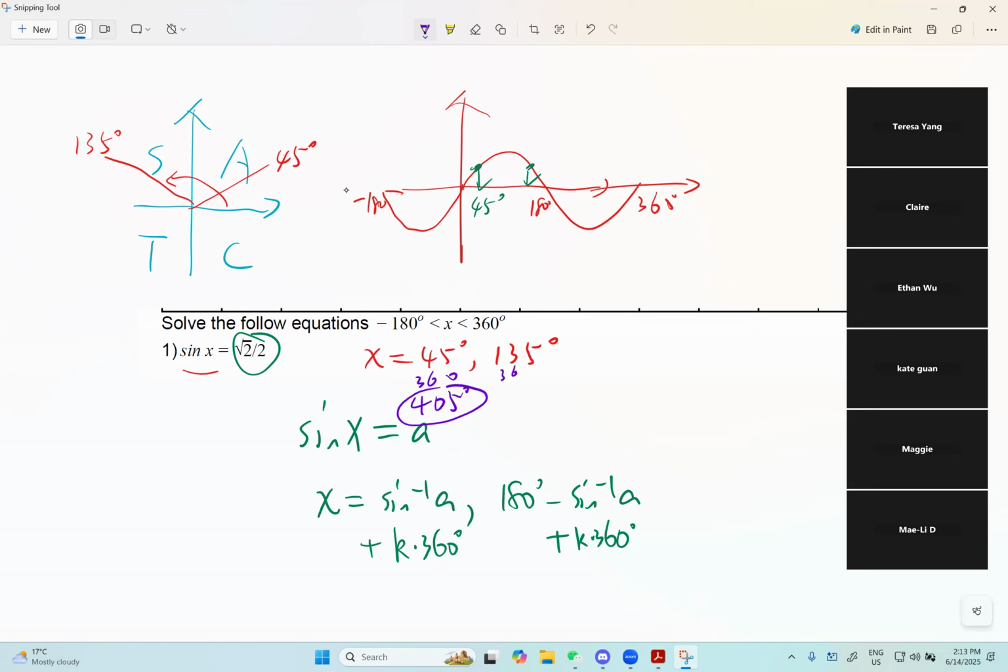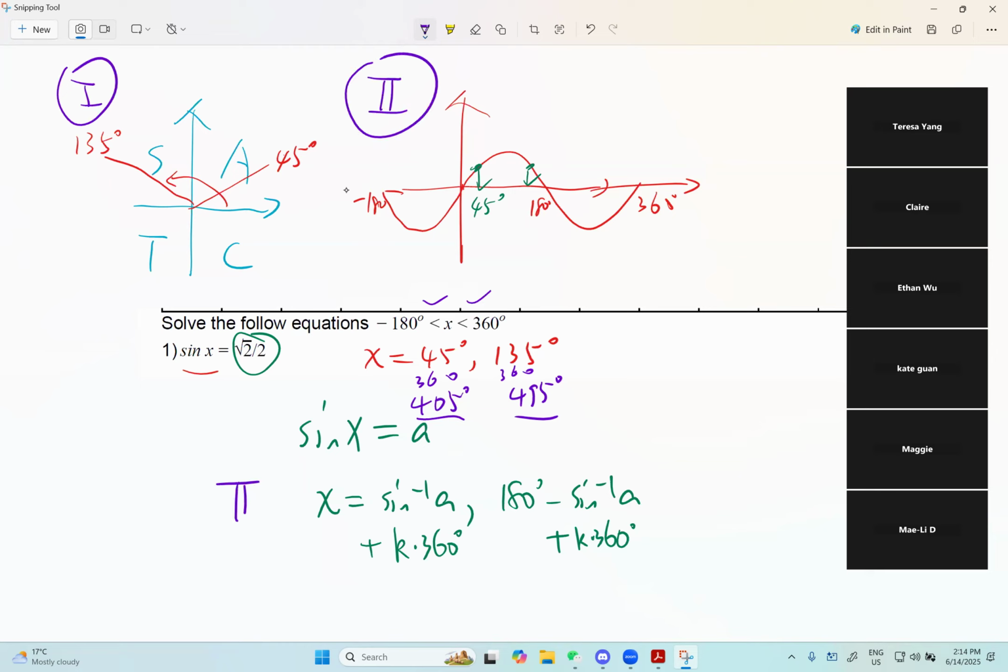If you plus 360, we got 495. But they gave you the domain, so we don't need 405 or 495. Okay? That's how we solve this equation. Either graph or the diagram, or just memorize formula. You can say either here, or here, or here. That's how we solve trig equation.